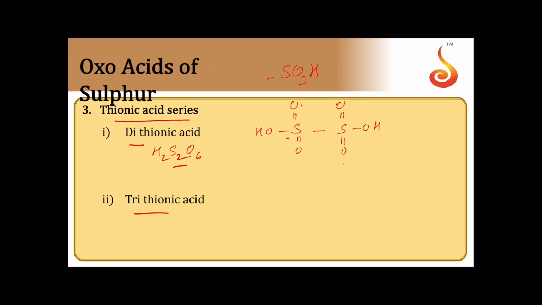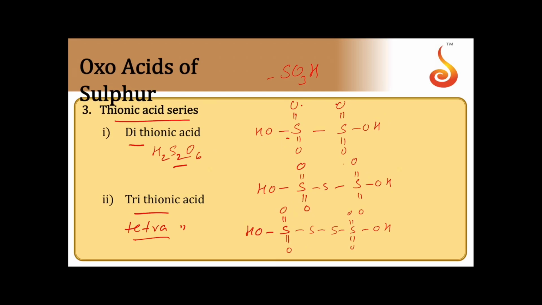Now when you take trithionic acid, it must have one more sulfur atom. We have two sulfurs here, and one more sulfur comes in between. The remaining structure is the same. One sulfonic group here, one more sulfonic group here, and add a sulfur atom between these two. That is called trithionic acid. If it is tetrathionic acid, add two sulfur atoms there. The structure comes like this: sulfonic, sulfur and sulfur, and then one more sulfonic group. This is called tetrathionic acid.